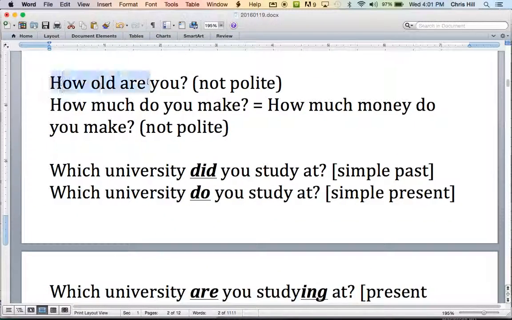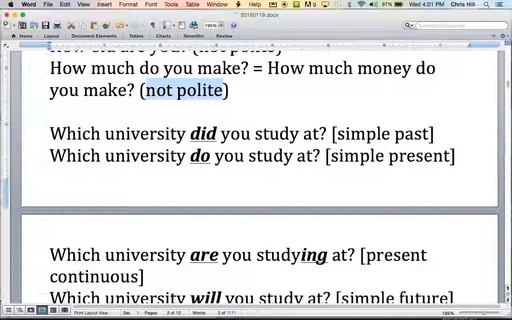Next question. How old are you? This question is not polite. You probably should not ask this question to someone you're meeting for the first time or to someone who is a guest. Similarly, how much do you make? This question means how much money do you make in your job? Again, not polite. Do not ask this question.